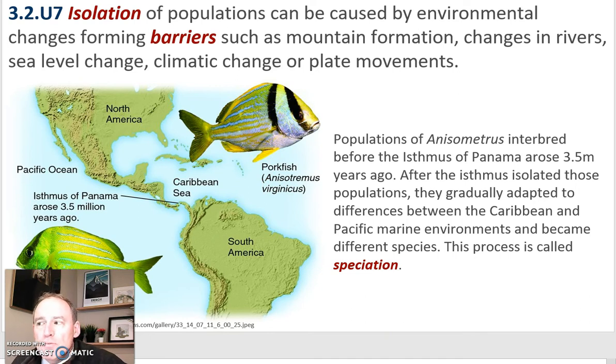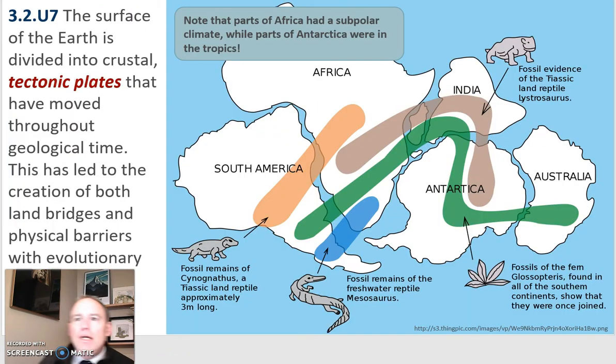And after the Isthmus isolated these populations, they gradually adapted to different selection pressures between the Caribbean and Pacific marine environments and became different species. This process is called speciation. So the one with the finches gives you many more populations. This gives you two new populations. Now let's look a little below on the next slide, and what we see here is that the Earth's crust is constantly changing in terms of the plates moving.